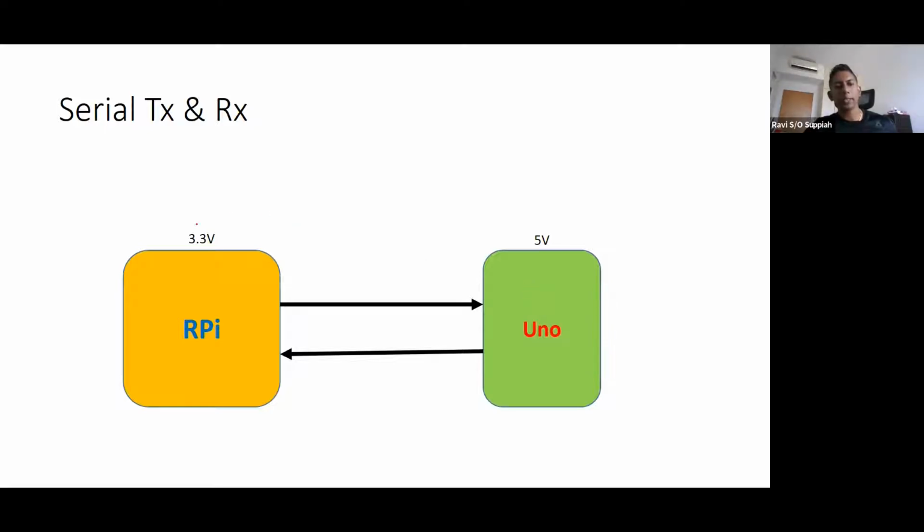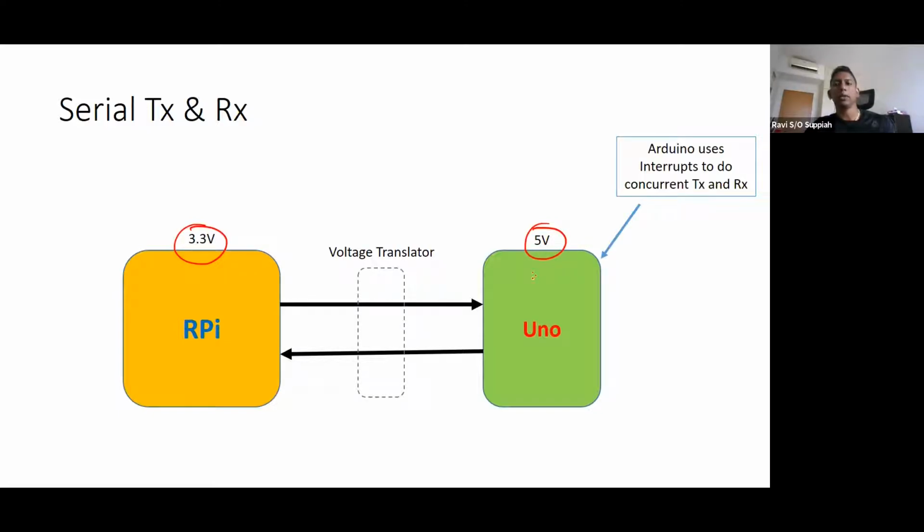So the first thing is 3.3 volts and 5 volts. To do that, you actually need a voltage translator. But I think if you look in the handout, the Rpi is able to handle it, so we are not actually using the voltage translator. It works by itself, where the Rpi itself is able to handle the incoming data at 5 volts, so there's no issue.